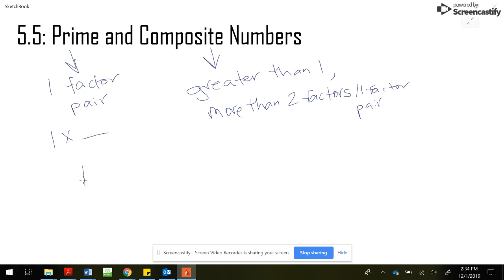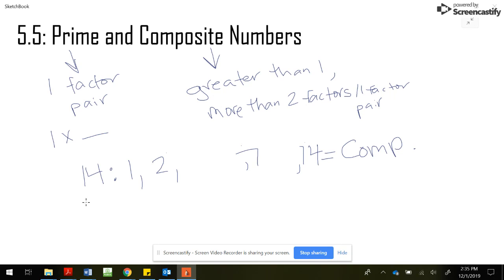For example, let's look at 14. If I need to decide if it's prime or composite, first of all, I'm thinking, okay, what times what gets me 14? I know I can do 1 and 14. That would be that 1 in itself. Can I multiply any other 2 numbers and get 14? Well, I know I could do 2 and 7. Can I do anything else? Nope, but that's okay because I have 2 factor pairs. I have more than 2 factors: 1, 2, 7, 14. So I know that 14 is a composite number.